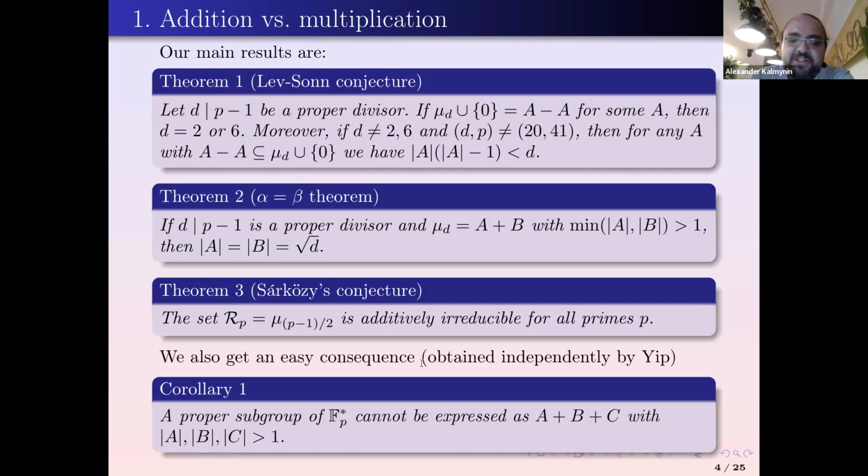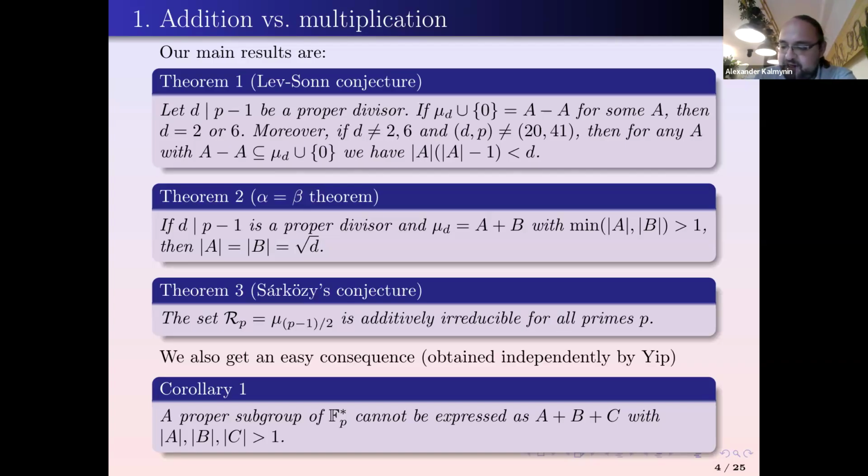We also get an easy consequence, which was obtained independently by Yip. He did not use our theorems; he proved this result earlier. So his result is that no proper subgroup of FP star is a sum of three sets, A plus B plus C. This is a consequence of our theorem too.